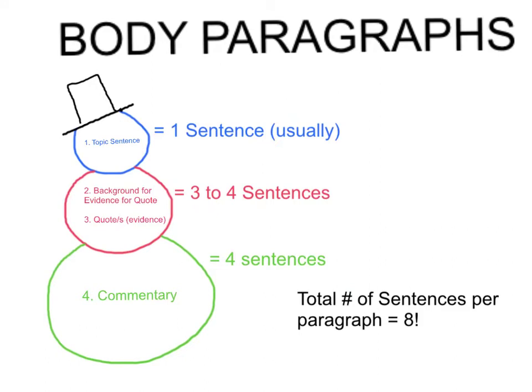Now, this is usually the breakdown of sentences per body paragraph. The topic sentence is usually just one sentence. The torso of the snowman will have 3 to 4 sentences. And finally, the commentary should be about 4 sentences long. In total, your teacher is looking for 8 sentences, maybe even upwards of 10 sentences. However, you shouldn't exceed 10 sentences per snowman.